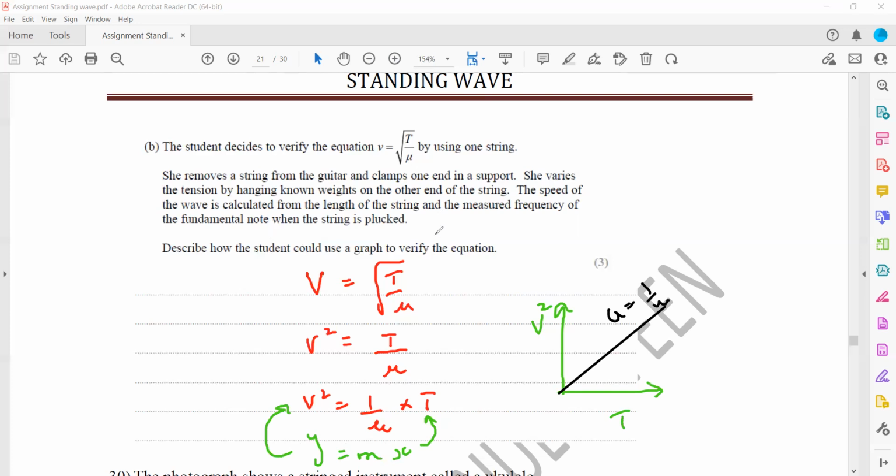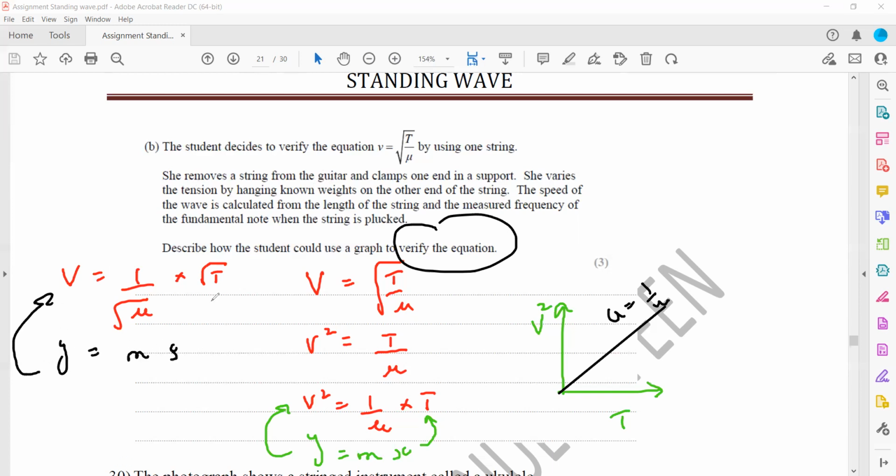So how could the student use a graph to verify the equation? The student can plot a graph between V squared and T, or it can be the other way around: without taking a square, the student can also plot a graph between V and the square root of T. So V is equal to 1 over the square root of mu multiplied by the square root of T. It's the same equation, but I just separate the square root. Now the student will compare with y equals mx, with V on the y-axis and the square root of T on the x-axis. So what will be the gradient? The gradient will be equal to 1 over the square root of mu.